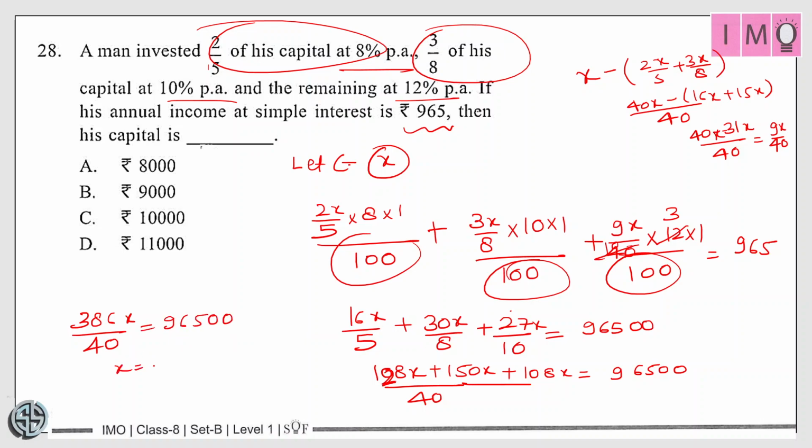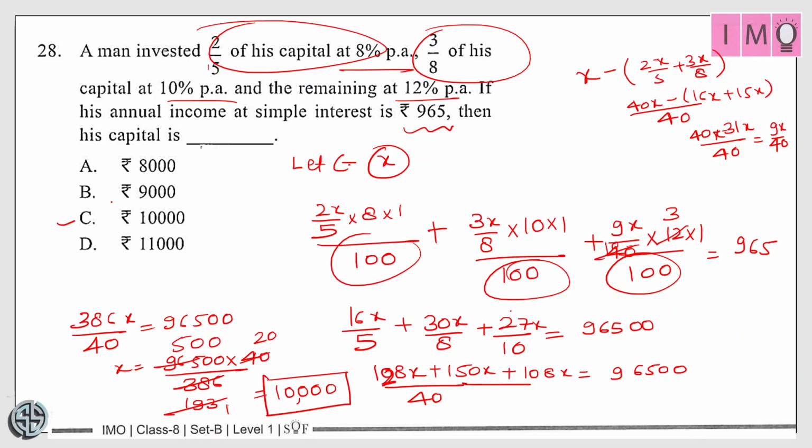Now let's solve for the value of x. It will be 96500 into 40 upon 386. So let's divide by 2. So it will become 193, and 2 1s are 2, 2 9s are 18, and 2 3s are 6. Now you can see it will be around 5 times. So 5 193, and you will cancel out. You will get 500. 500 into 20, you will get 10,000 rupees. So this will be the correct answer, option C.